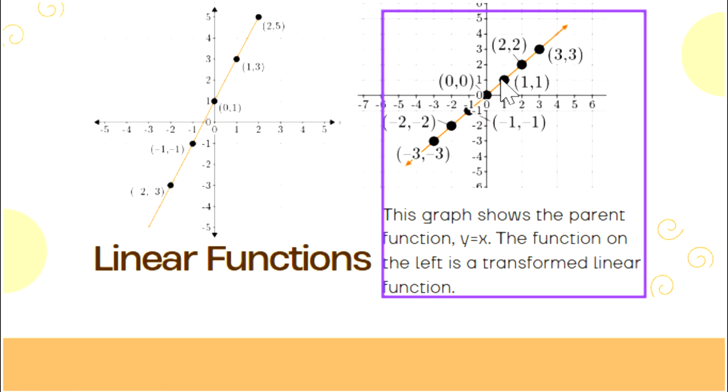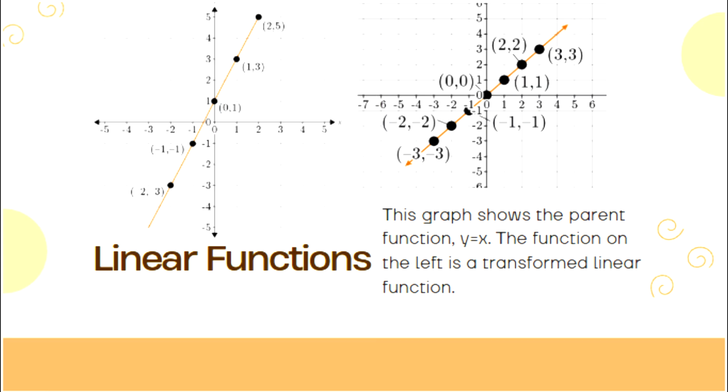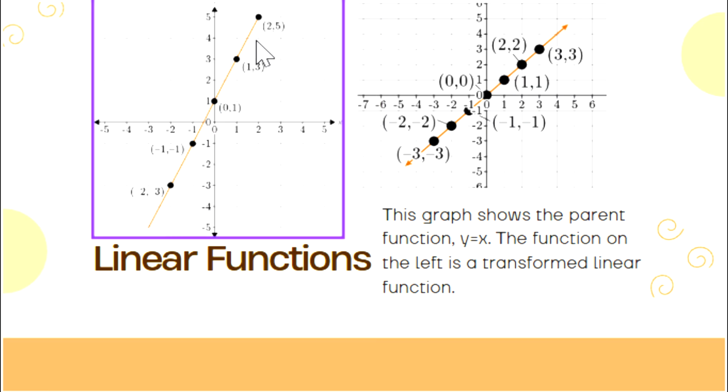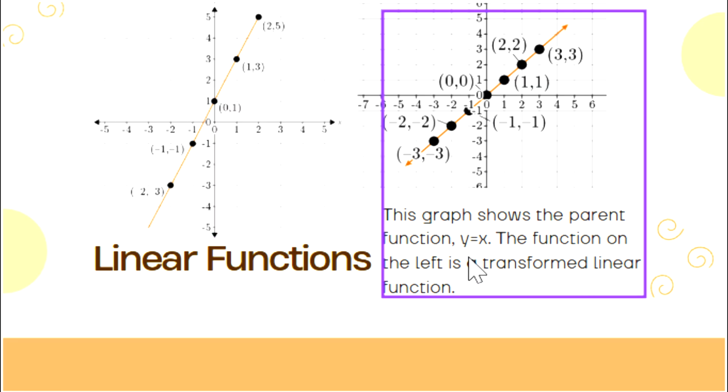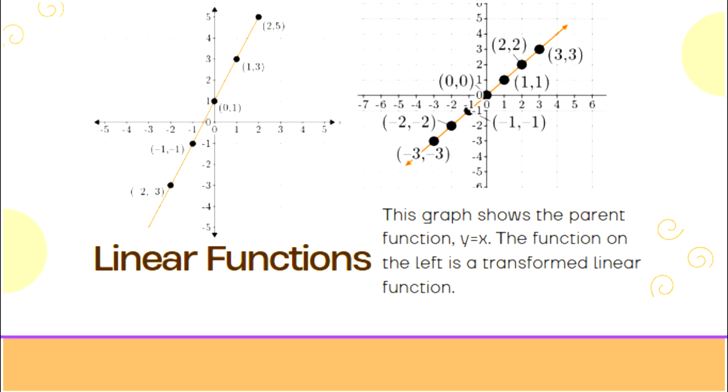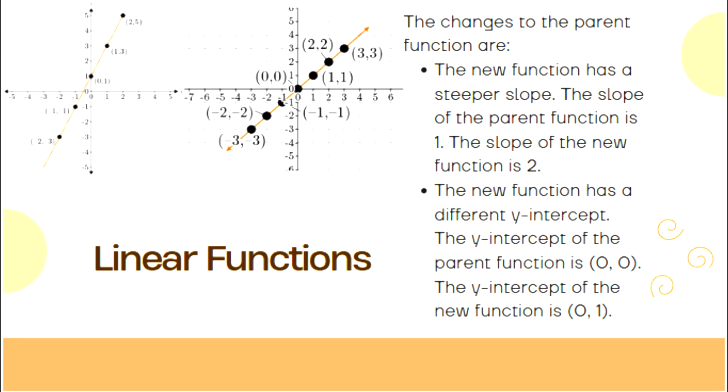This graph shows the parent function, y equals x. The function on the left is a transformed linear function. So this is a transformed function of the formula y equals x, or f of x equals x. Okay, this one has been transformed to create this. The changes to the parent function are, so what happened to this one to make it look like this?